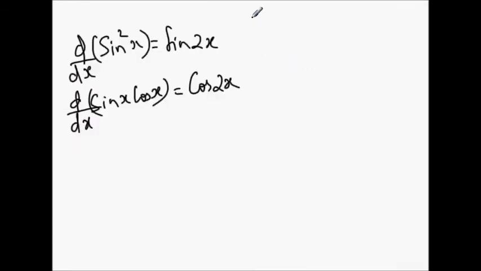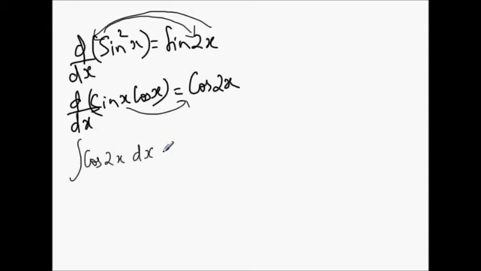Okay, so we just saw how to find the sine square x derivative, and then we got it as sine 2x, and we also did the integration to get sine 2x to be equal to sine square x. Okay, now how does this work? We just did the derivative of sine x cos x to be equal to cos 2x. So is the integral of cos 2x dx equal to sine x cos x?